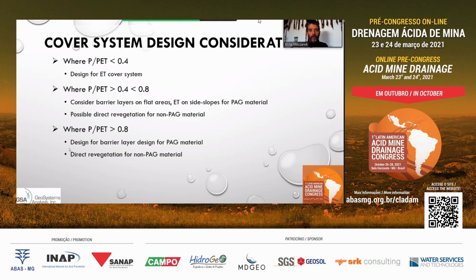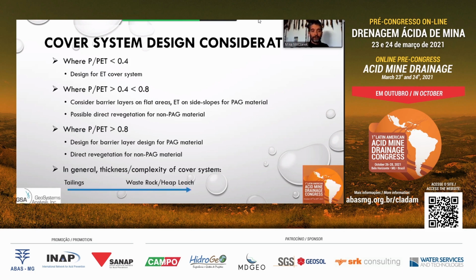Once you get above 0.8, at this point, you may want to consider designing barrier layers for PAG material. And again, you have an opportunity to do direct revegetation for non-PAG materials. And then, as I discussed in general, with the thickness and complexity of the cover system, as you go from tailings to waste rock, it typically gets a little bit more complex.